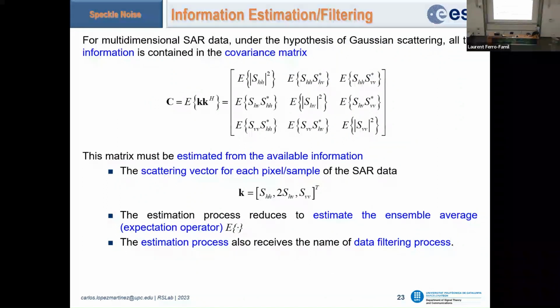So this is, again, our important parameter, the covariance matrix. So we need to estimate it. So we need to estimate the expectation operator. It's a statistical operator, and we need to estimate the statistical operator.